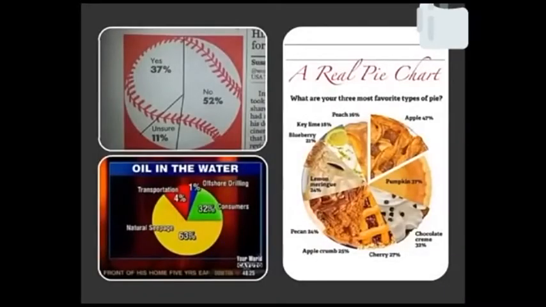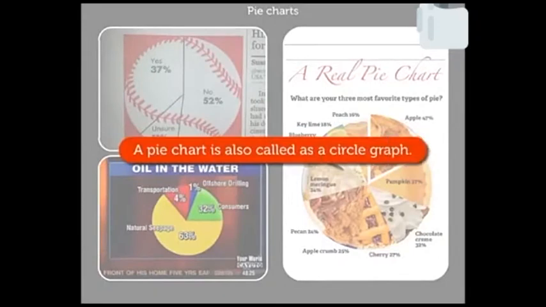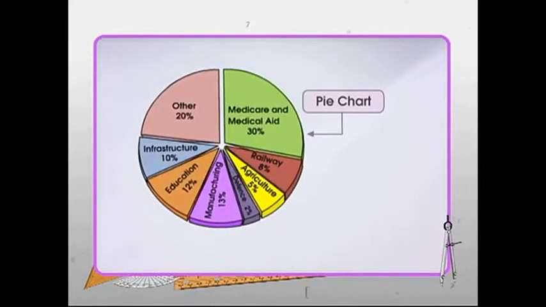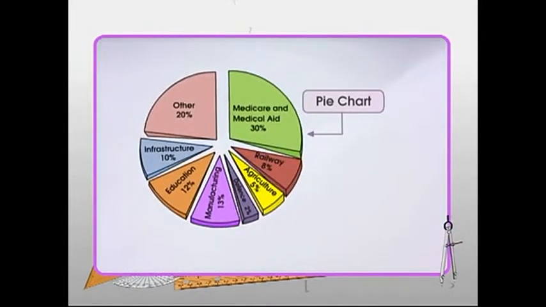Many times, you all must have come across data represented in circular form in newspapers, magazines or on the television. These are called pie charts. A pie chart is also called a circle graph. So, a pie chart is a circular graph in which a circle is divided into a number of sectors. These sectors represent the relationship between a whole and its parts. The size of each sector is proportional to the information it represents.